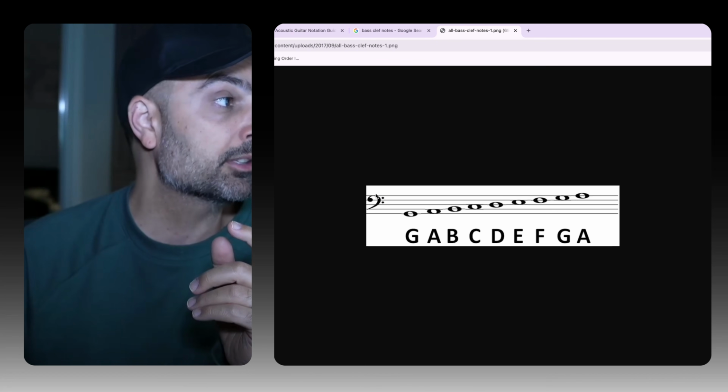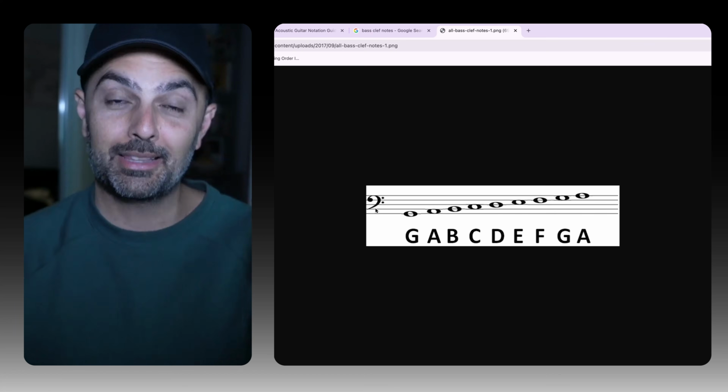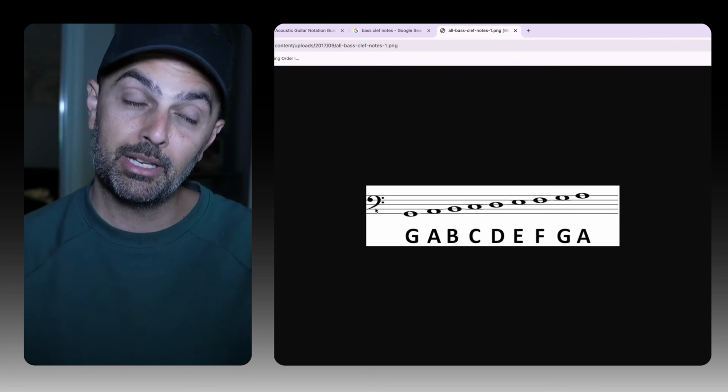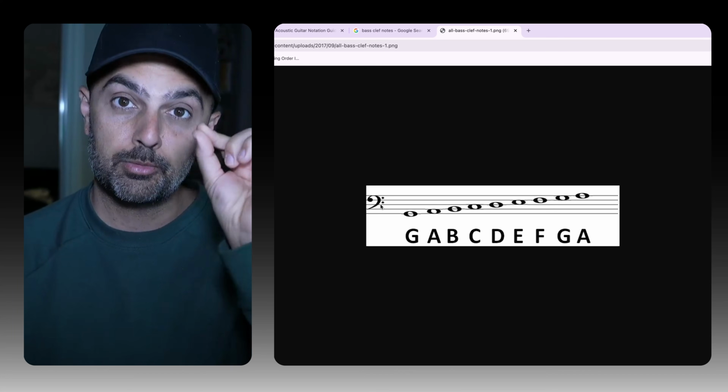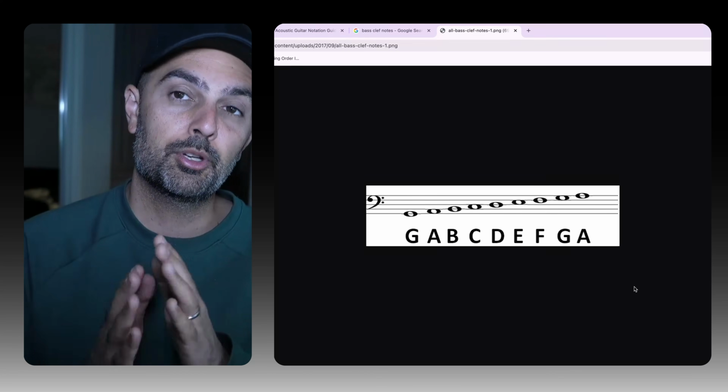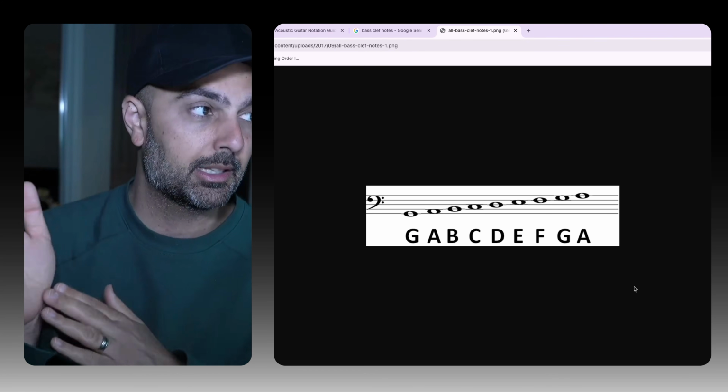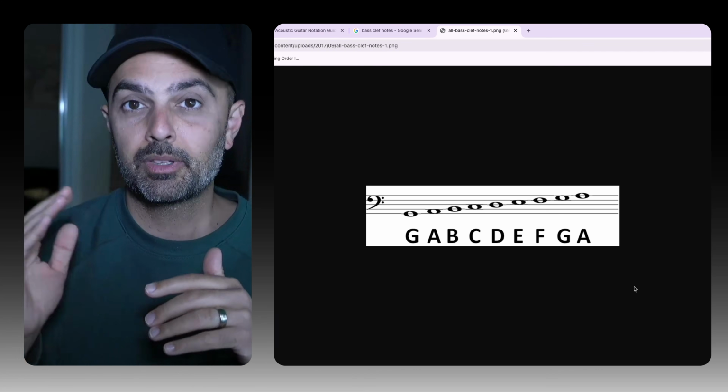Now for the bass clef, it's a little different. The bass clef also has 5 lines, 4 spaces. It has this symbol right here that looks like the number 9. It's got that little F clef, or the bass clef, with the 2 dots right there. Here are the notes that you have to know from the 1st line to the last. It starts on G and it goes to A.